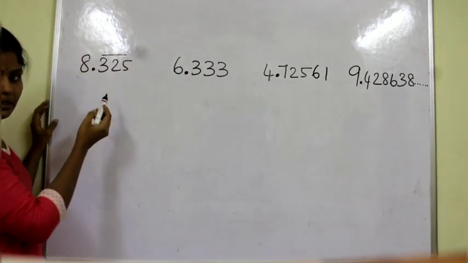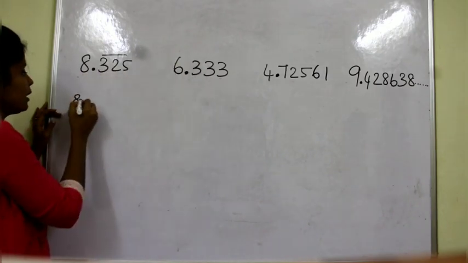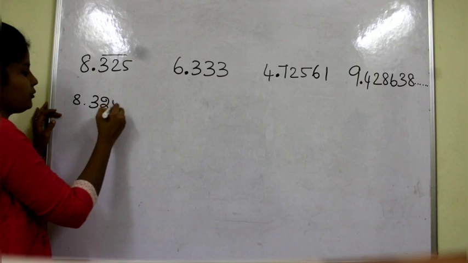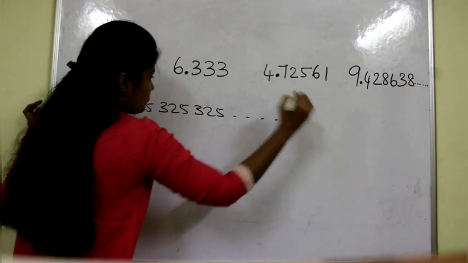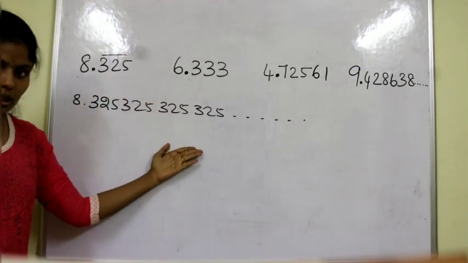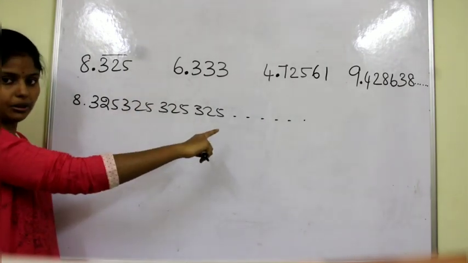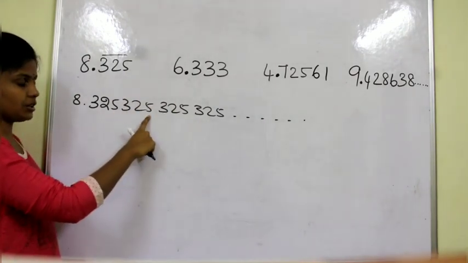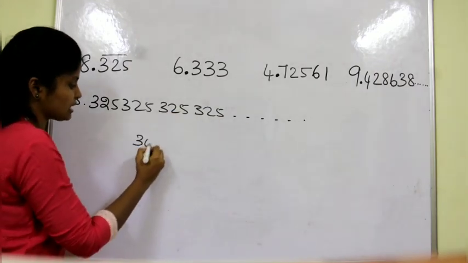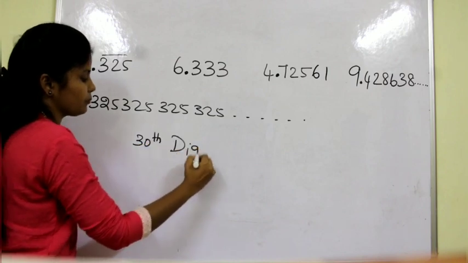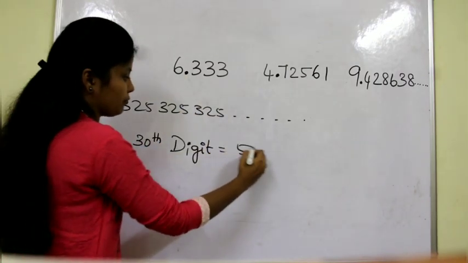The bar actually represents the repetition of these numbers 3, 2, 5 until infinity, which means it's like 8.325, 325, 325, 325, it goes until infinity. Now look at this number and tell me what would be the 30th digit after the decimal point. Third digit is 5, 6th digit is 5, 9th digit is 5, and 30 is the third multiple. So obviously the 30th digit after the decimal point would be 5.